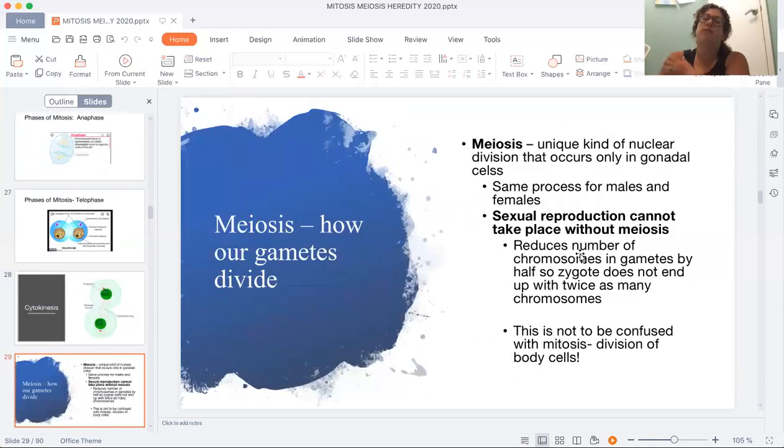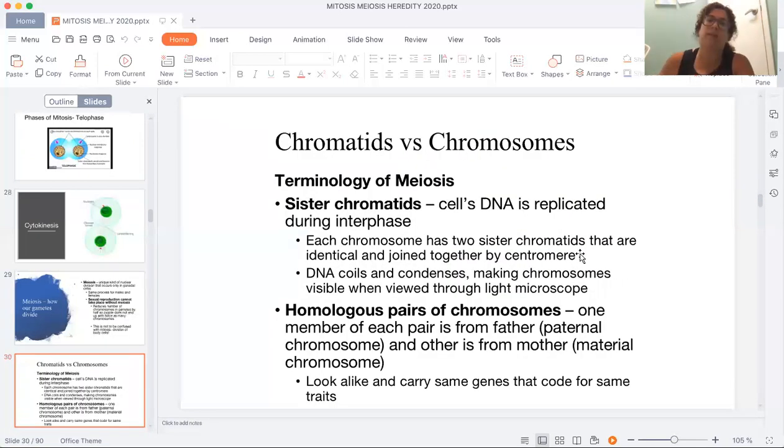Okay, so now let's go into meiosis. I said meiosis is the process of sexual reproduction in the sense of making gametes. So it is a unique kind of cellular division. It only happens in gonadal cells. And remember, sexual reproduction cannot take place without meiosis. What it does is it goes from that 2N, that diploid number, to haploid. And that haploid is present because we need to combine it again to make a diploid. I know, confusing. So there are some terms that we want to get familiar with as far as meiosis.